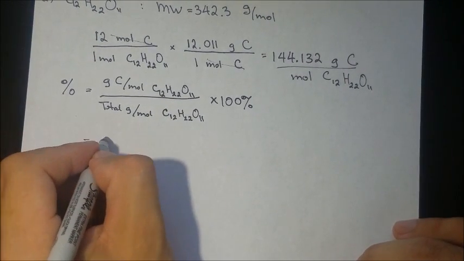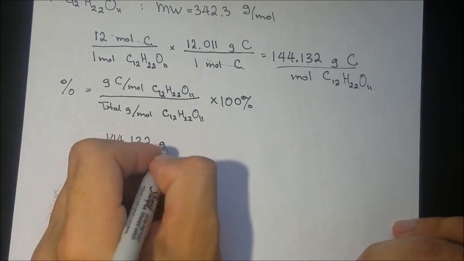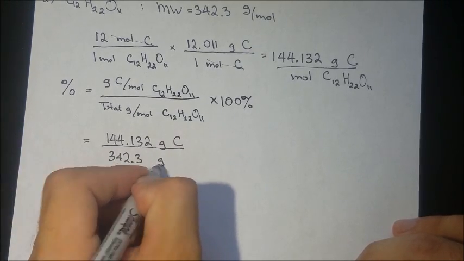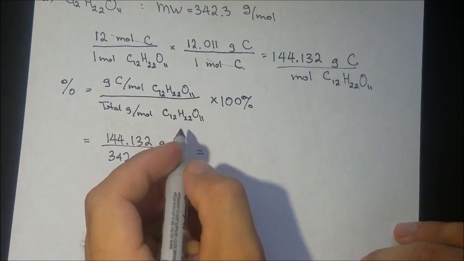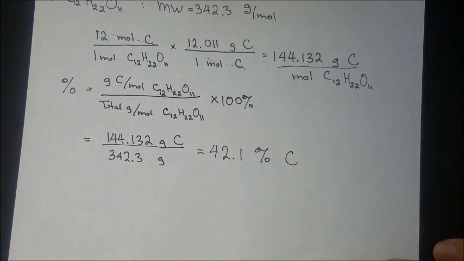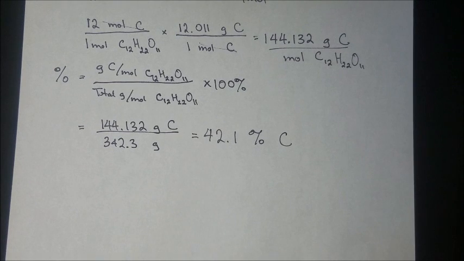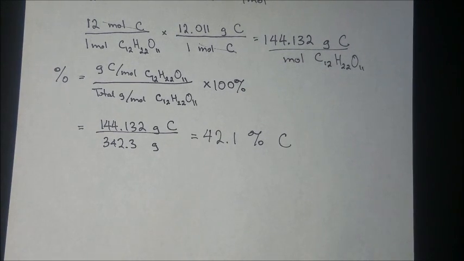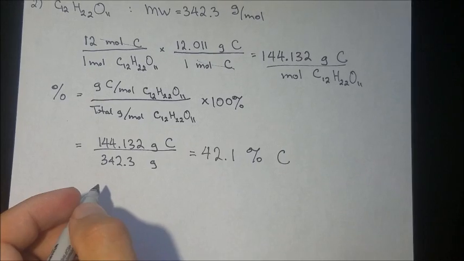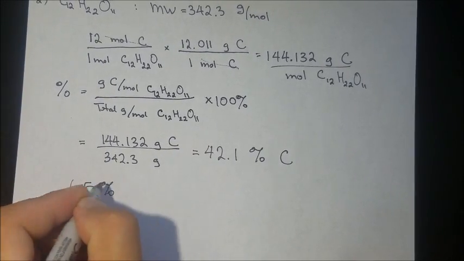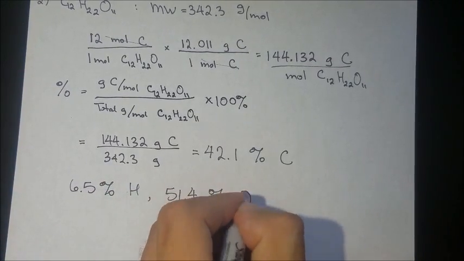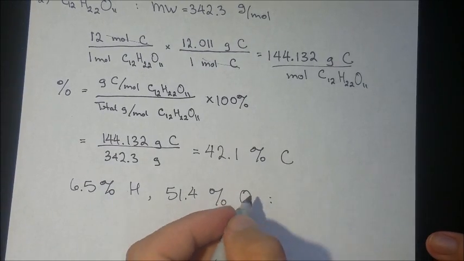So I've got here that I have 144.132 grams of carbon in a mole of this molecule, and a mole weighs 342.3 grams. So if I do that, I would find that I have 42.1% carbon in the molecule maltose. So I can do the same thing for hydrogen and for oxygen, and I would find that I have 42.1% for carbon, and I have 6.5% for hydrogen, and I have 51.4% for oxygen. So therefore, the right answer for number 2 is D.